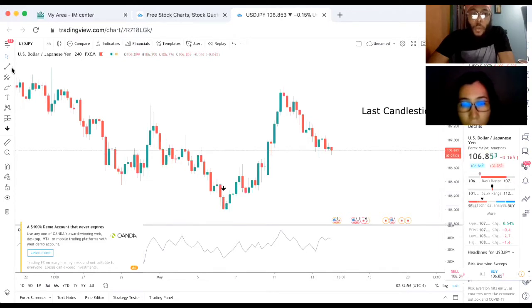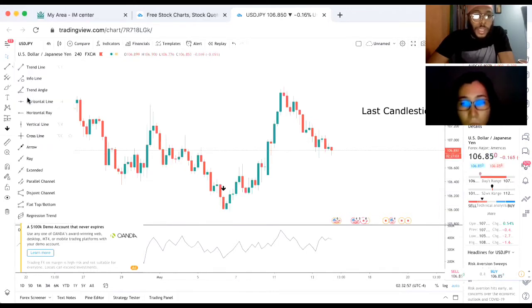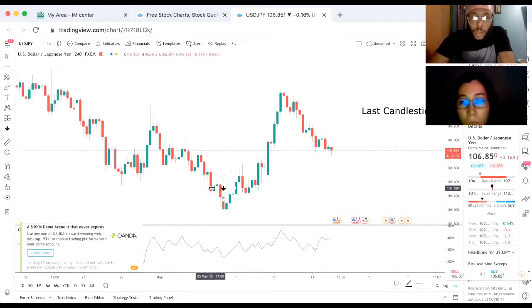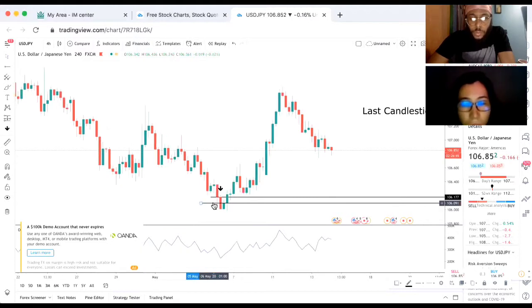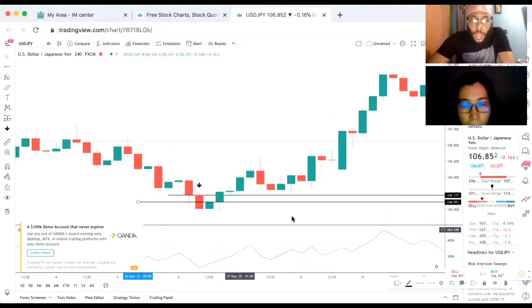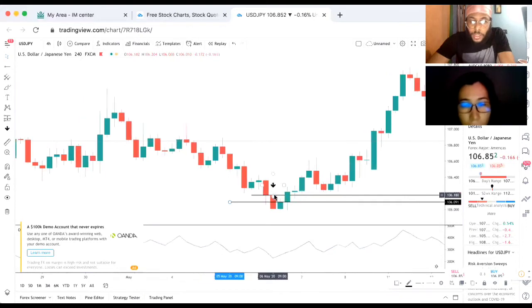What we like to do with the point of interest is mark two parts on it. We mark the top of it for sell, and we also mark the middle of that candle. If I zoom in, notice I marked the top of that red candlestick, and then I marked the middle of that red candlestick.